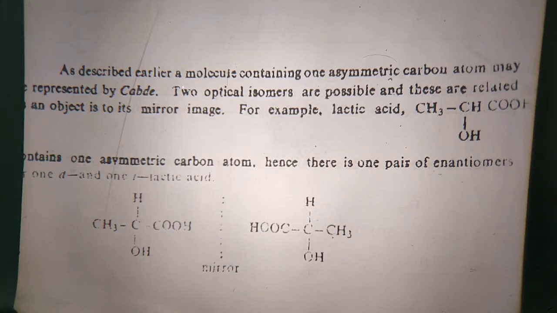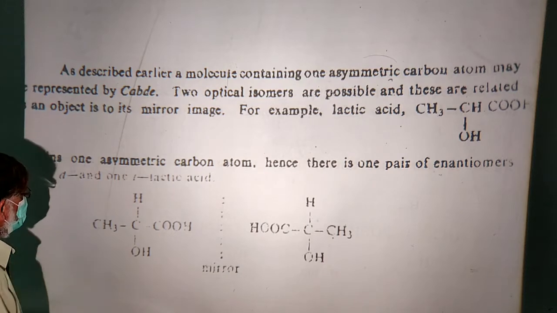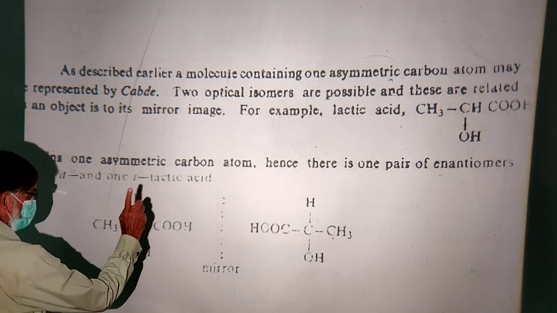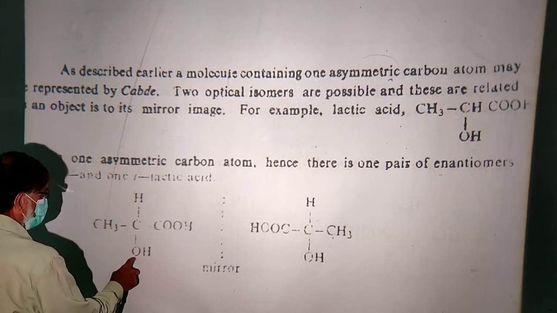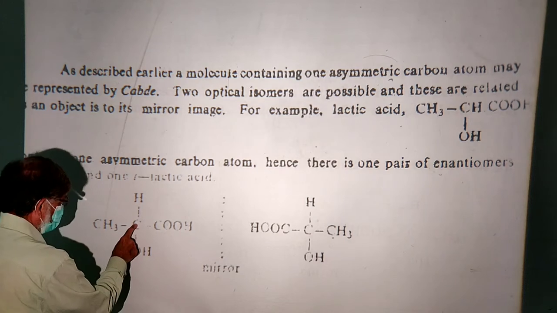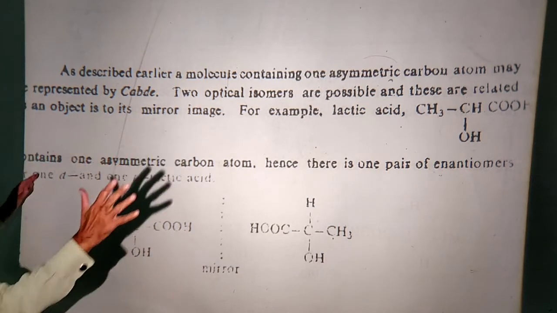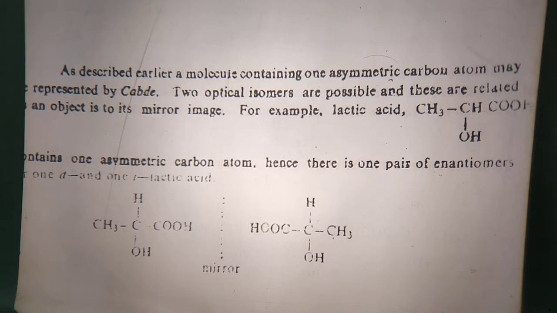As described earlier, a molecule containing one asymmetric carbon atom may be represented by this formula. Two optical isomers are possible and are related as object to its mirror image. Now in that respect I did talk to you, if this is carbon, an acidic group is attached, hydrogen is attached, a methyl group is attached, an alcohol group is attached. To this carbon, four different ligands are attached. So this is an asymmetric carbon.